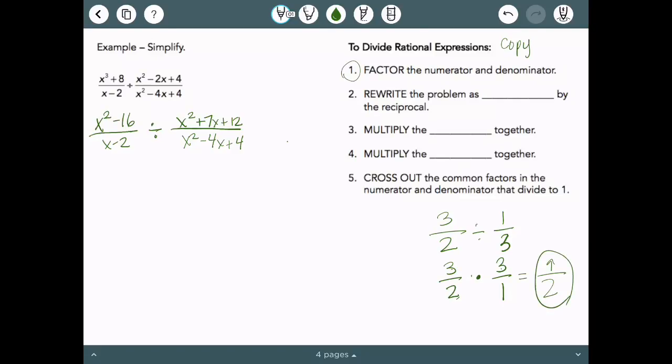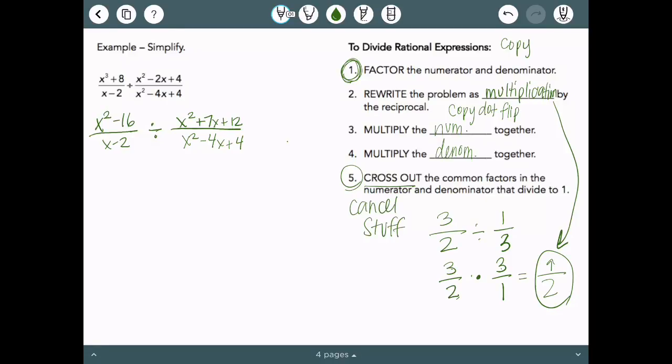In this case, we're going to factor everything first, right? Remember, factor things. We're going to rewrite the problem as multiplication, so that's going to be exactly what we see here, right down here, this exact step, the copy dot flip. So go ahead and make yourself a note, copy dot flip, okay? From there, we're going to multiply the numerators together, multiply the denominators together, and then we're going to have our last step, which is cancel stuff. We've dealt with that before.